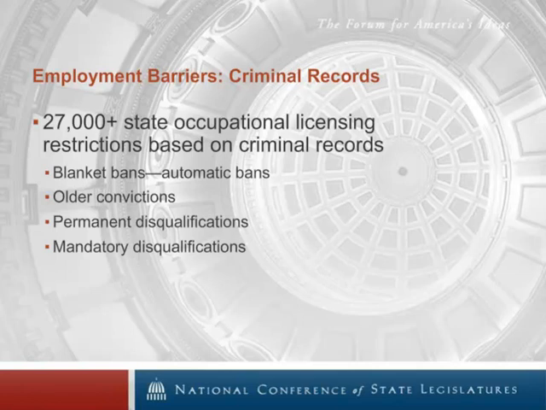These restrictions, the automatic bans, use of older convictions, and permanent and mandatory restrictions may conflict with the EEOC guidance stating that criminal record restrictions must be directly related to the position. To provide guidance for employers and states, the EEOC lists several best practices for hiring and licensing decisions, such as using individual assessments that consider the nature of the crime, how much time has elapsed since the offense, and any rehabilitation on the part of the offender or mitigating factors.